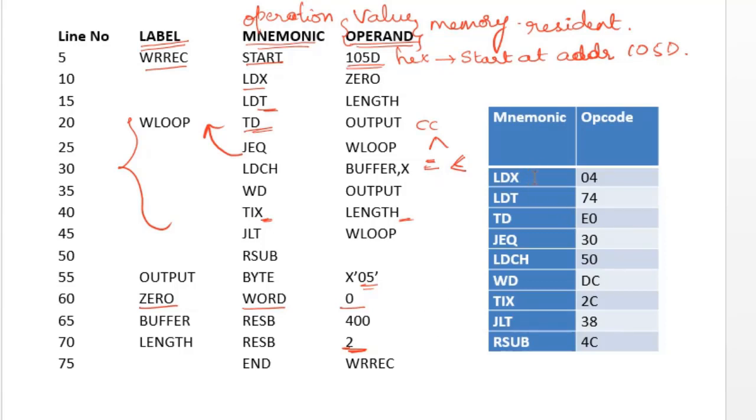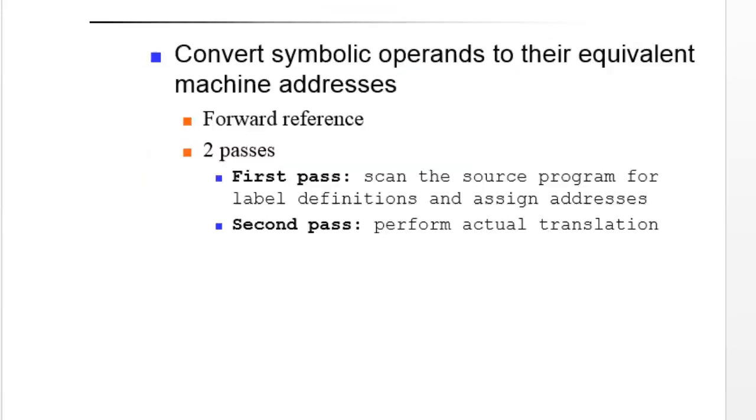If the mnemonic is LDX, its equivalent opcode is 04. So wherever the assembler sees the instruction LDX, it will replace this LDX with the value 04. Fine. LDT is 74, TD is E0, JEQ is 30. Likewise, you can find the list here. These are only the instructions which I have used in my program.